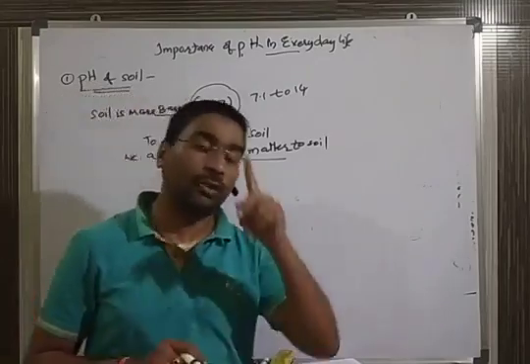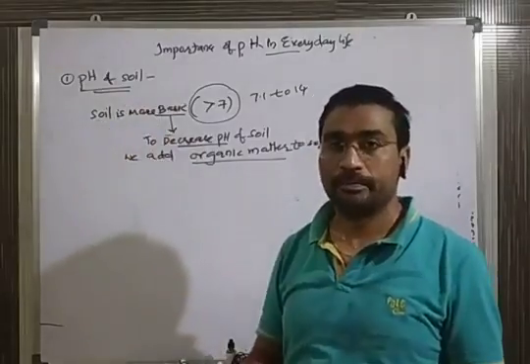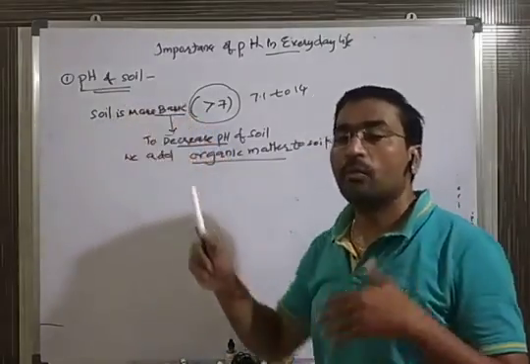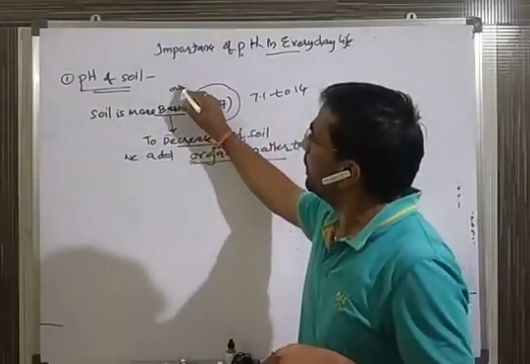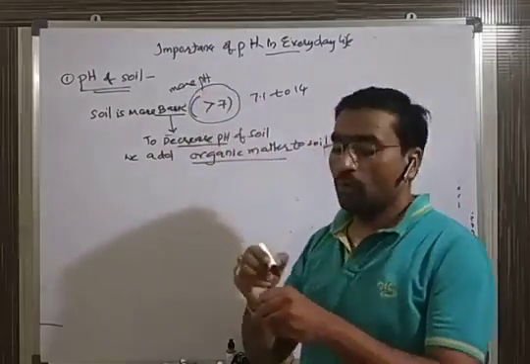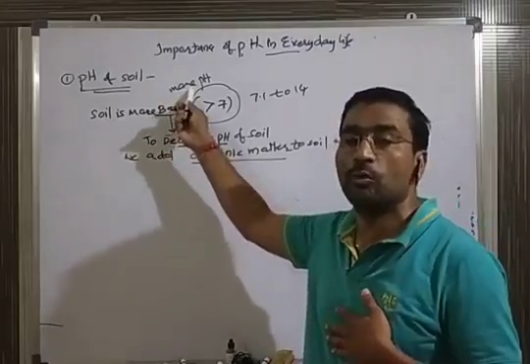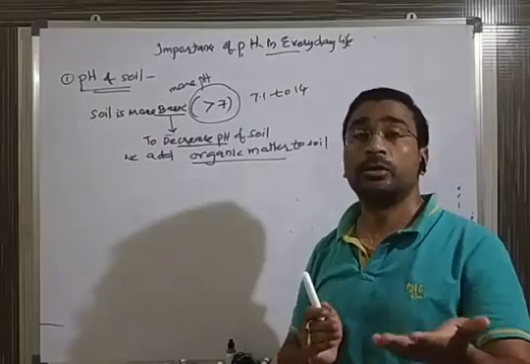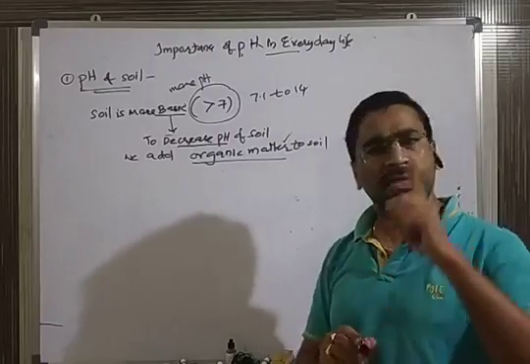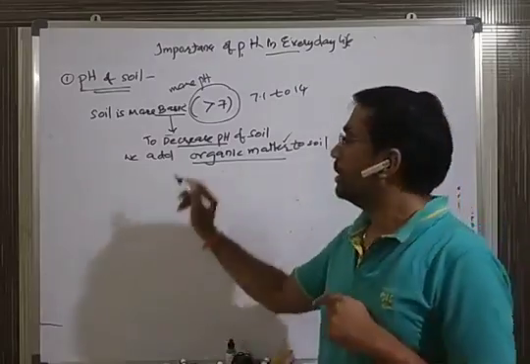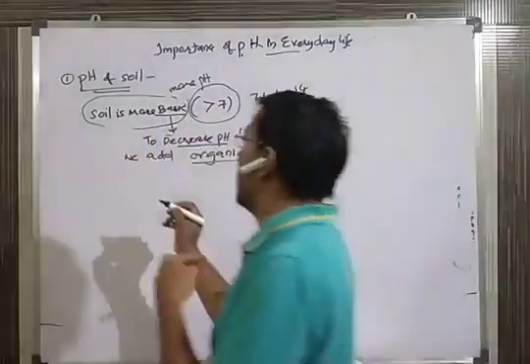In our CBSE, one question is asked: what do you add if the soil is more basic in nature? If the soil has more pH, meaning more basic, what do you add to decrease the pH of the soil? This is a 1 mark question, so you can write in one word. If the soil is more basic, we add a substance called organic matter.